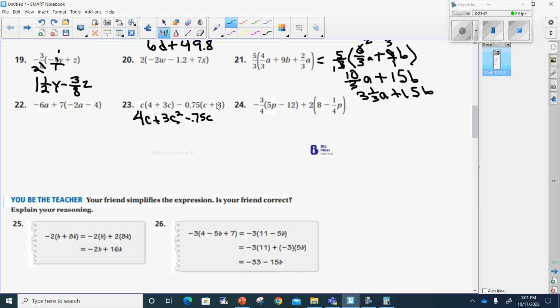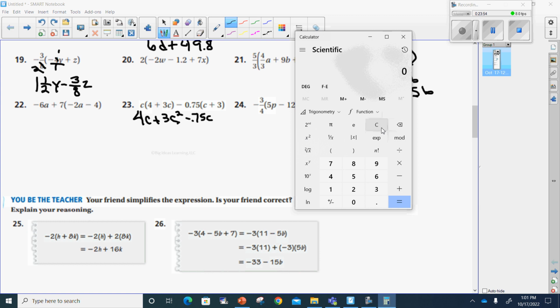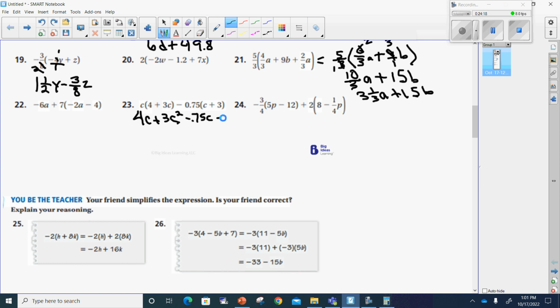And then plus 3, so we have to multiply 0.75 times 3. Well, 0.75 times 3, that's 2.25. So, yeah, that was multiplied to 3, so that's going to be minus 2.25.